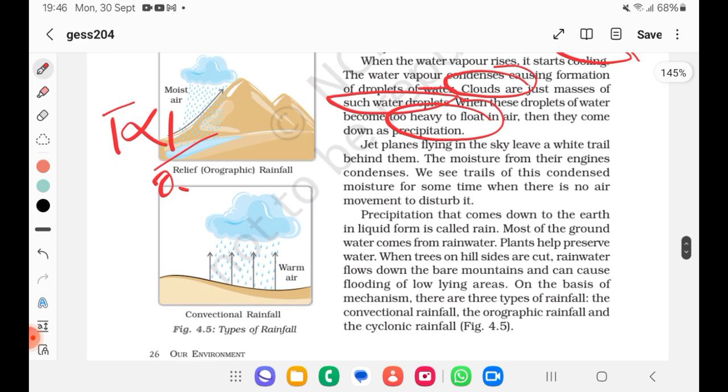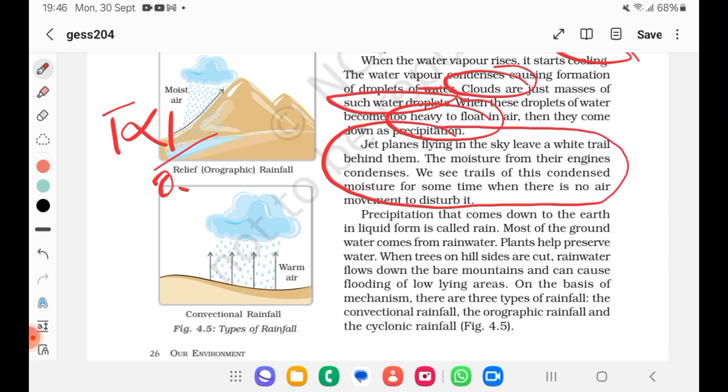Jet planes flying in the sky leave a white tail behind them. The moisture from their engines condenses. We see the tail of this condensed moisture for some time when there is no air movement to disturb it. So, understood why a jet leaves a white tail, because the moisture from the jet is condensed.